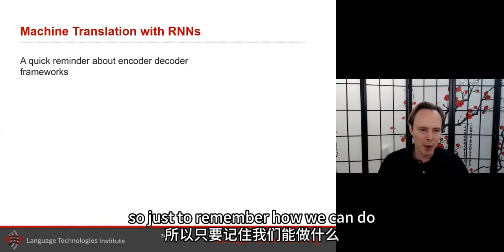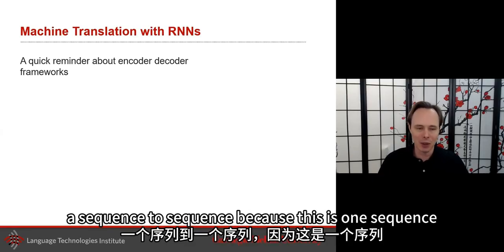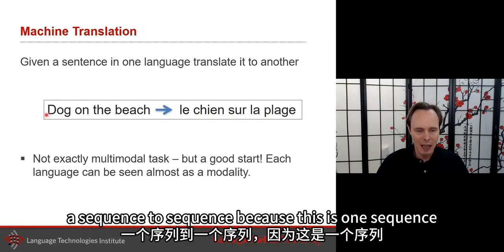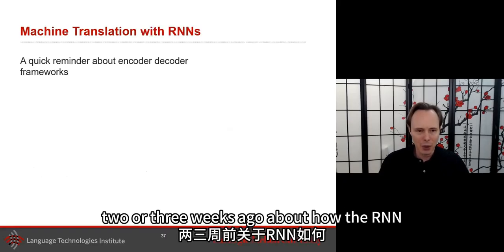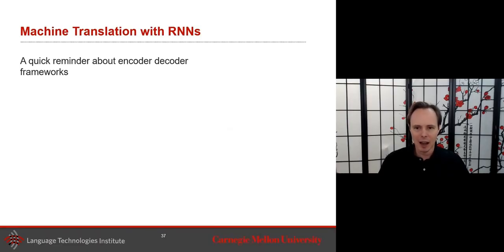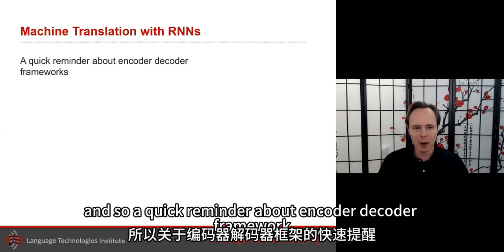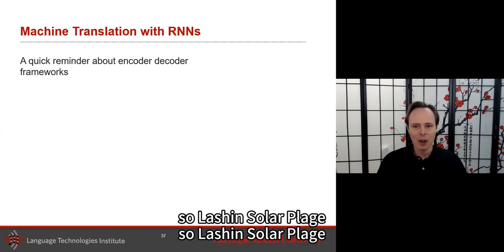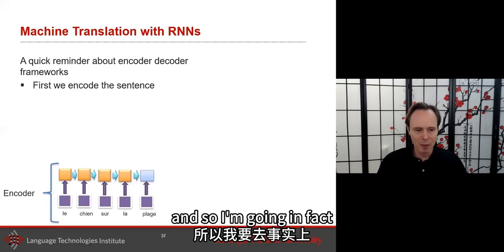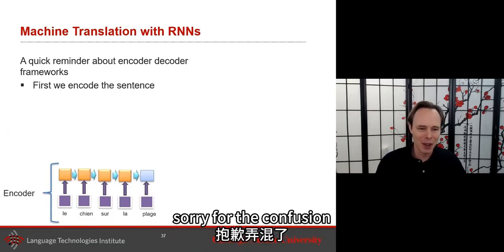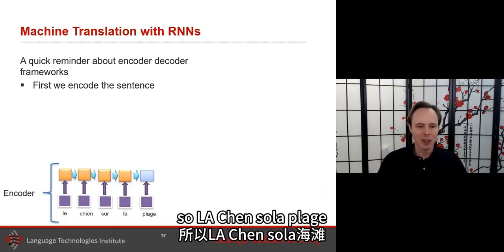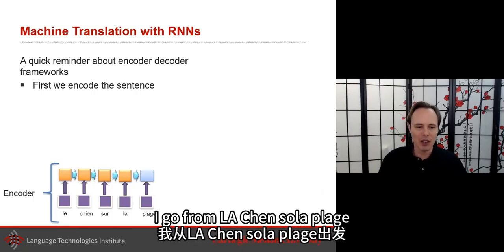So just to remember how we can do sequence to sequence, because this is one sequence and I want to generate a new sequence. A quick reminder from about 2 or 3 weeks ago about how the RNN were modeled, and a quick reminder about the encoder-decoder framework. So: le chien sur la plage. I'm going, in fact, the opposite way in this example. Sorry for the confusion, I'm going from French to English here. So I go from le chien sur la plage.